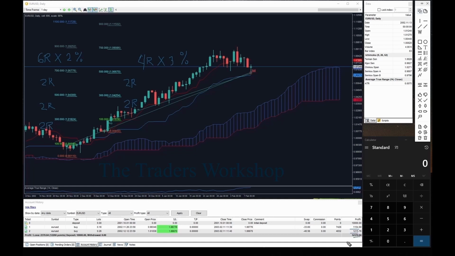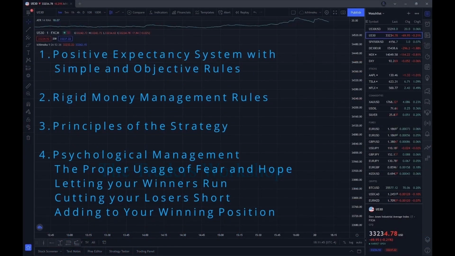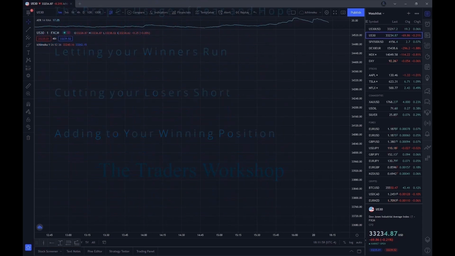Also, please take notice of the total deducted swap on the trade. If we're not careful, these swaps can take a chunk out of your profit. We will do more of these trades in the formal backtesting video, to prove to you that all we need to be a moneymaker in this business are these: a positive expectancy system with simple but objective rules, rigid money management rules, guiding thoughts or the principle behind the strategy, and finally, mastering your psychology, like the proper usage of fear and hope, letting your winners run, cutting your losers short, and adding to your winning position.